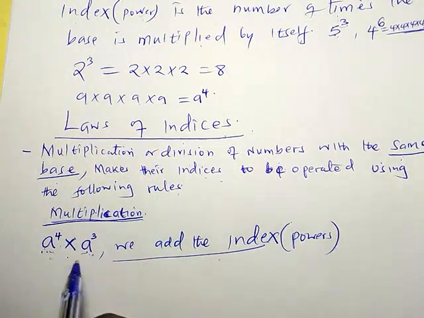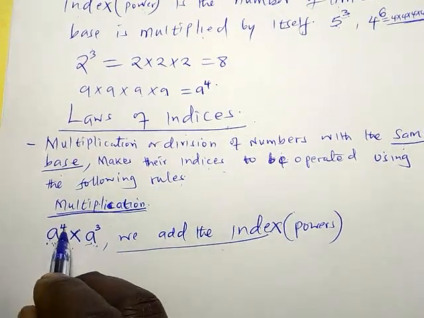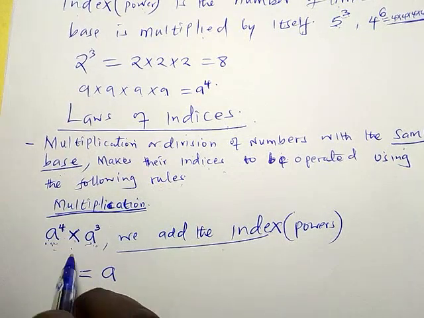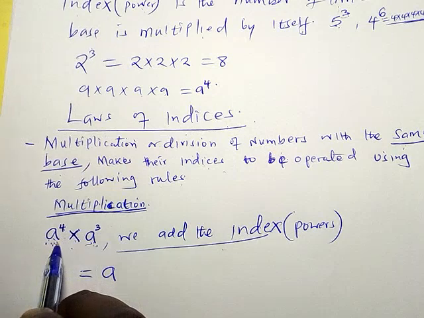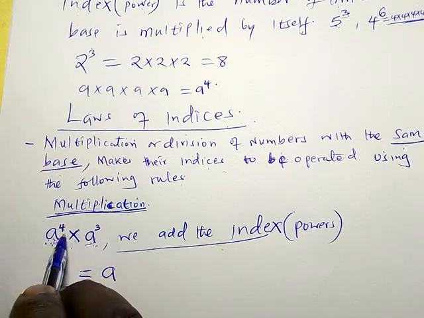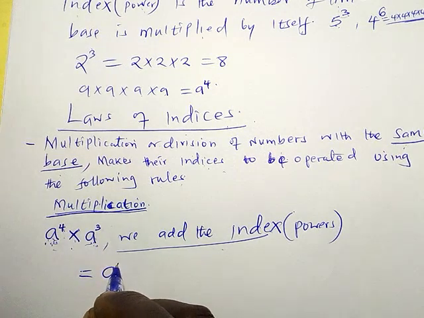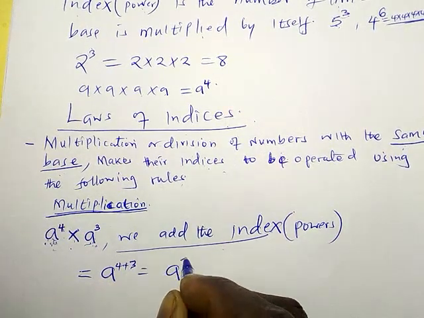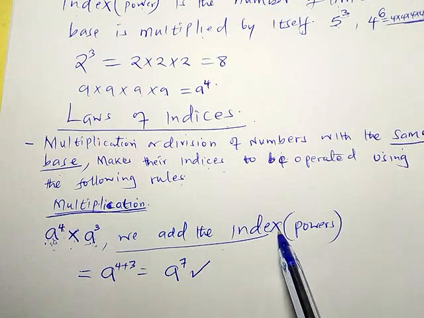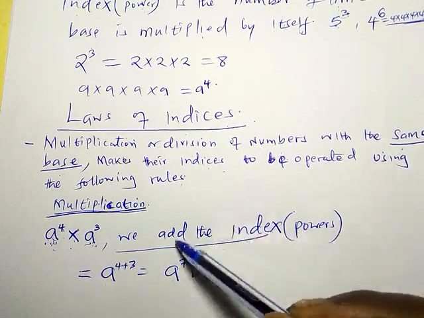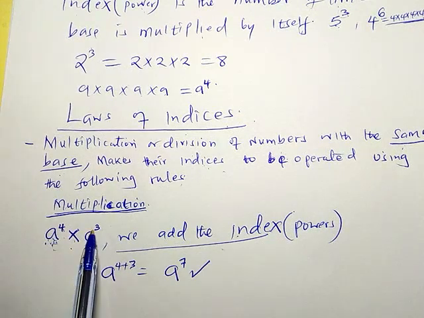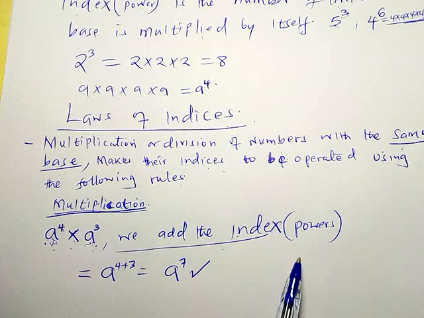So, for example, this one, a raised to power 4 times a raised to power 3. You take one base, because the bases are the same. And then what did you do with the powers? You added them, 4 plus 3. So the answer is a raised to power 7, and that is rule number 1. In multiplication, if the bases are the same, you add the powers and then you pick one base and then write your answer.